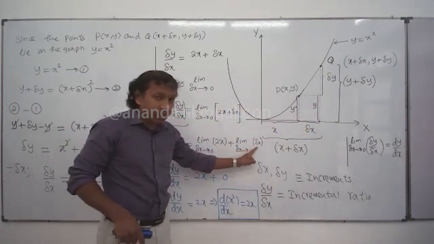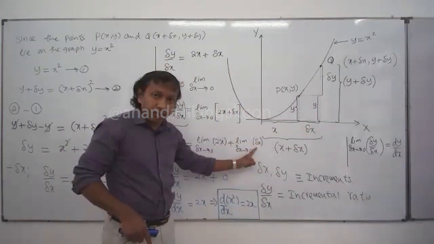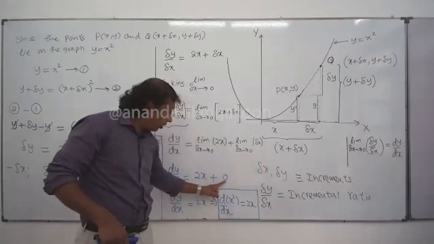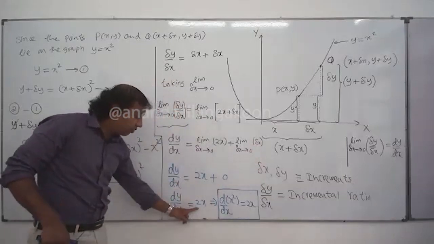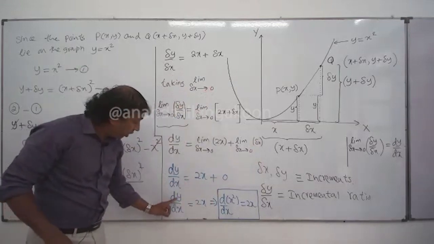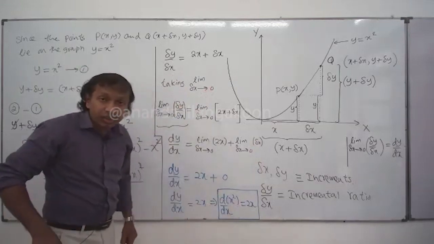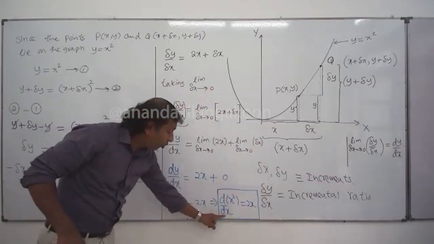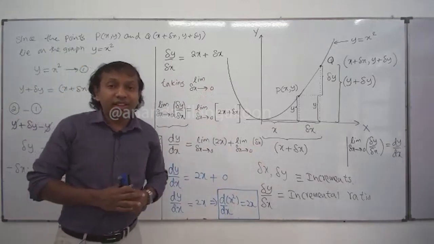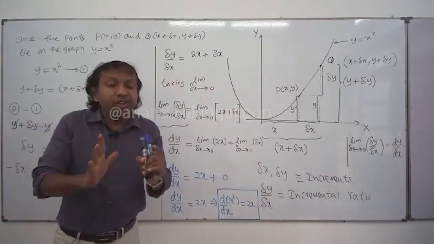But here we have delta x, right? As delta x going to 0, this will be 0. Therefore, that place will be 0. I put that here. Then we get dy by dx as 2x. y is x squared. Therefore, put y as x squared like this, and then we get the derivative of x squared with respect to x as 2x. People, that is how we find the derivative for a given graph.